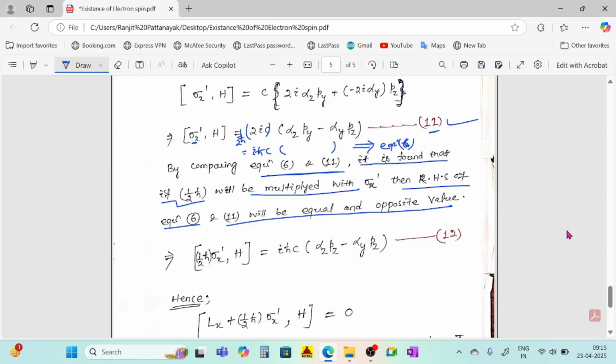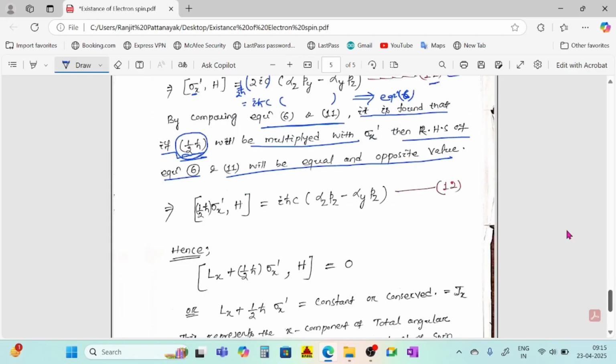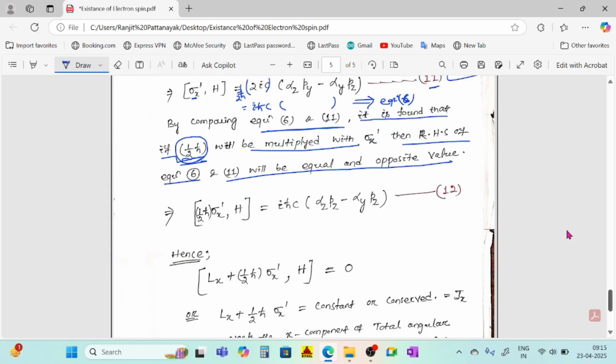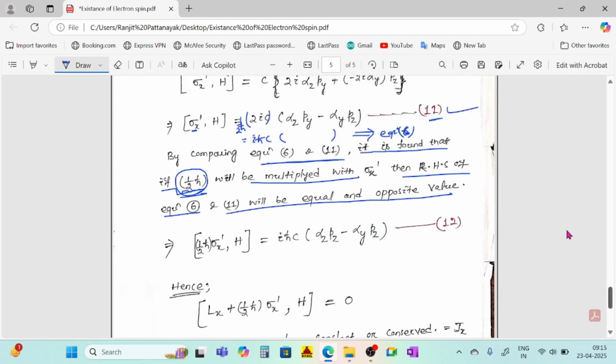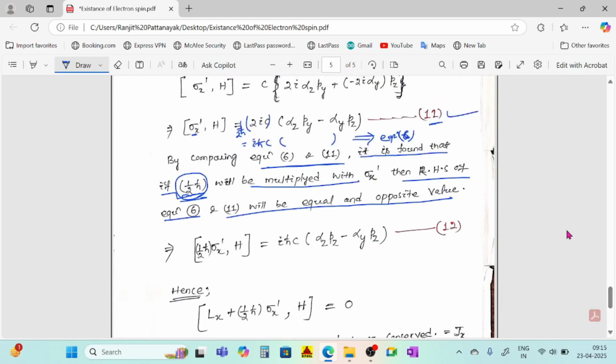But in equation number 6 this value is minus. So here we found plus. If I'm going to multiply this one, so here the multiplied factor, what we intend to find out, we found half h cross, right? So now here in equation number 11, if I'm going to multiply half h cross sigma x dash with h, this will be the value of this one. This is your equation number 12.